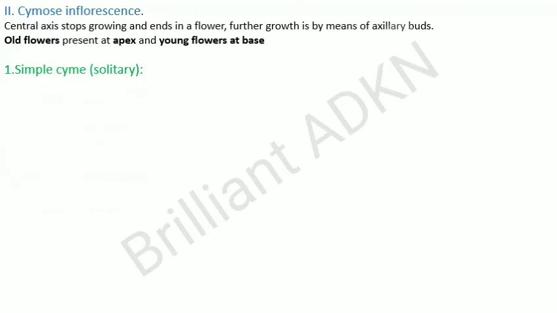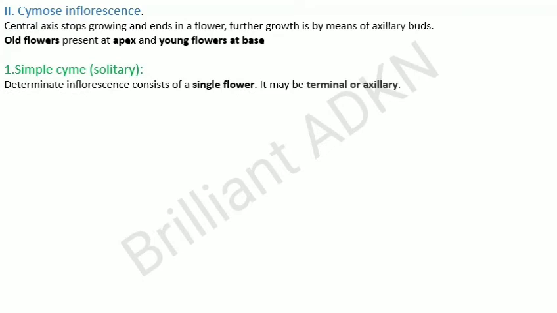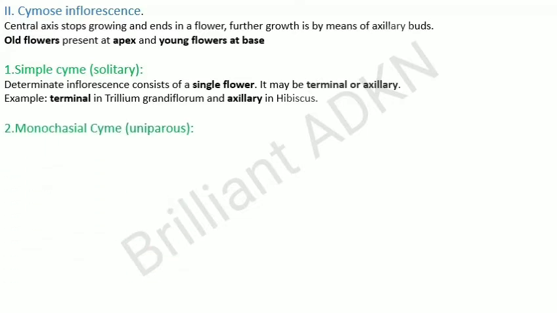Under that we are going to see the simple cyme, that is solitary. Solitary means single. Determinate inflorescence consists of a single flower. It may be terminal or axillary. Example, terminal in Trillium grandiflora and axillary in hibiscus.